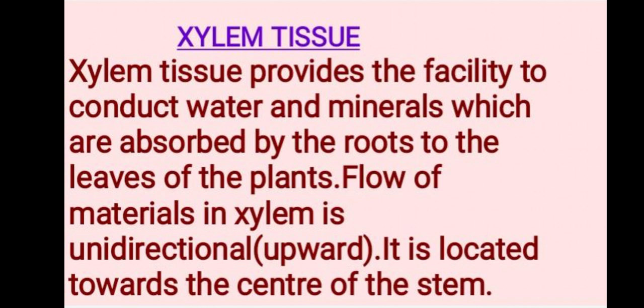Because roots which absorb water and minerals are the lowermost part of the plant, these things have to travel a long distance to reach the leaves. So xylem tissue performs this function. It provides the facility to conduct water and minerals absorbed by the roots to the leaves of the plant. Remember, flow of materials in xylem is unidirectional, that is, only in the upward direction. Xylem tissue is located towards the center of the stem.